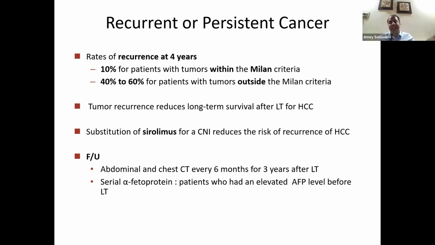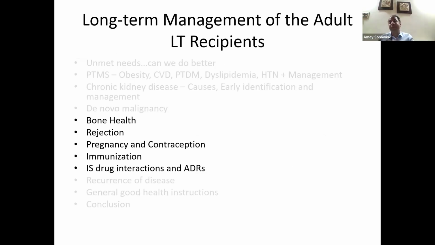If you have a patient who has an HCC and who has undergone a transplantation, how do we follow up these patients? Do an abdominal or chest CT every 6 months for the first 3 years post-transplantation and serially follow up their alpha-fetoprotein, especially if they have a high alpha-fetoprotein level prior to transplantation. Any rise in AFP should prick up your ears, prompting a triple-phase CT abdomen or MRI with contrast for patients post-liver transplantation to pick up the post-transplant recurrence of HCC early.